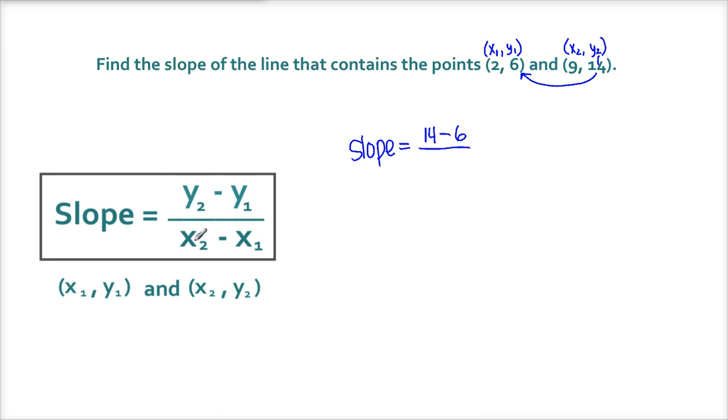And then the x values, we do x2 minus x1. So here's x2, we're saying is 9, and we are subtracting x1. So x1 is 2. Okay, so now that we have the numbers all figured out and in their right places, we can subtract. 14 minus 6 is 8. 9 minus 2 is 7. So the slope of the line between these 2 points is 8 over 7.